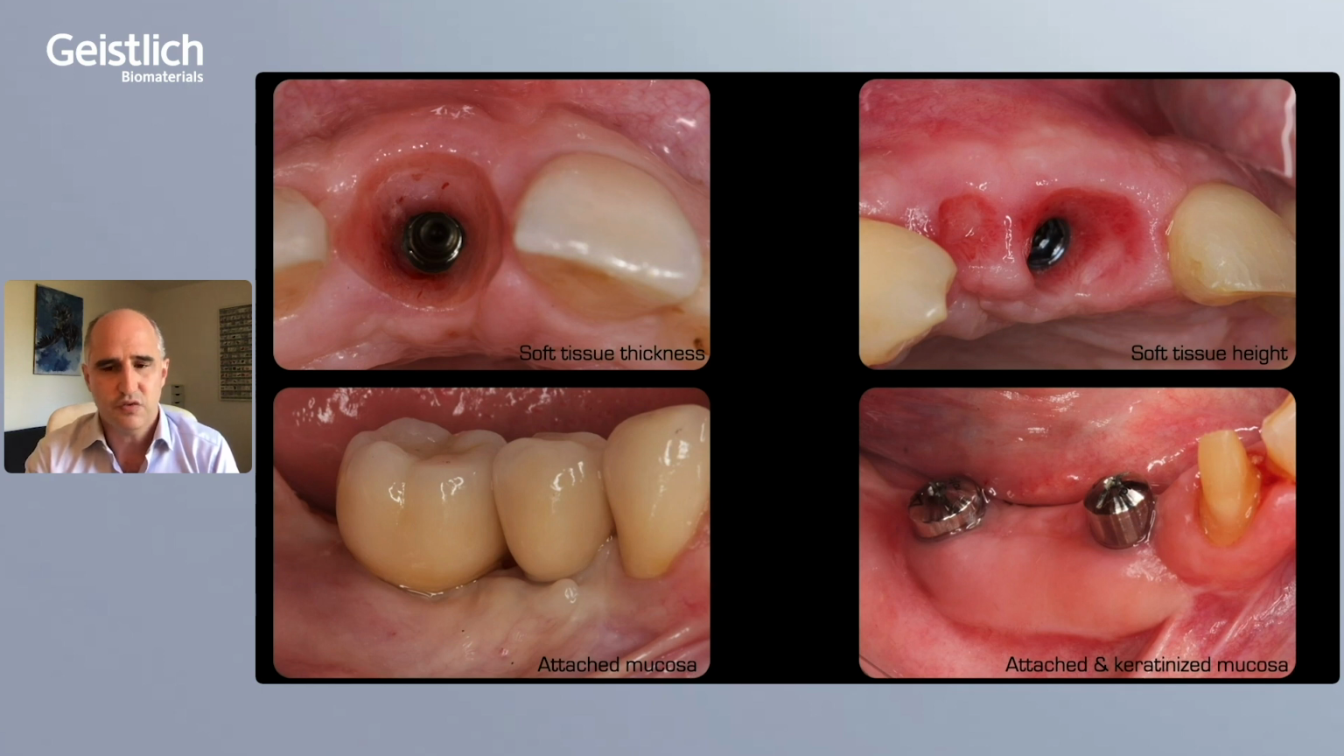Well, the next question is, what kind of soft tissue is important around dental implants? Is it the soft tissue thickness in a horizontal dimension, as you see it in the left upper picture? Is it maybe the soft tissue height in the coronal part of the implant fixture? So more or less how much soft tissue is over the implant abutment junction? Or is it more the quality of the tissue? Is it the attached mucosa? Is it attached and keratinized? What kind of soft tissue is important for long-term maintenance of our dental implants?